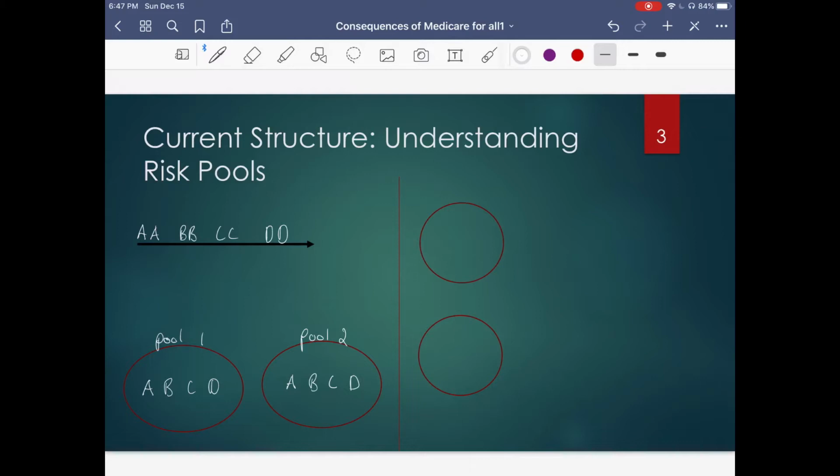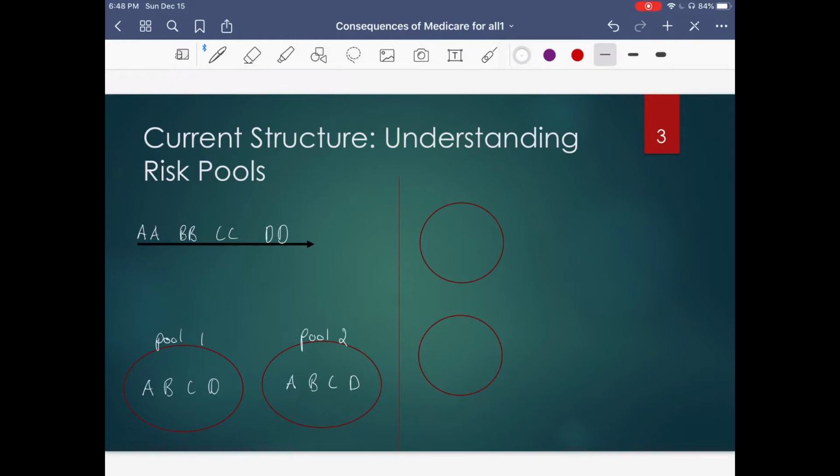So first, it is important to understand how health insurance markets currently work in order to understand flaws within Medicare for All. Here, I will explain how insurance markets use risk pools to share costs, keeping costs lower for more sick individuals.